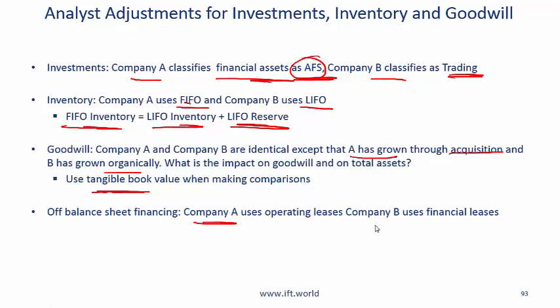If you are comparing company A and B, A uses operating leases, B uses financial leases. Will the balance sheets and income statements be different because of the different treatment of leases? The answer is yes. Very often the solution is to take all the operating leases and say that if these operating leases are capitalized, then what will the impact be on the financial statements?